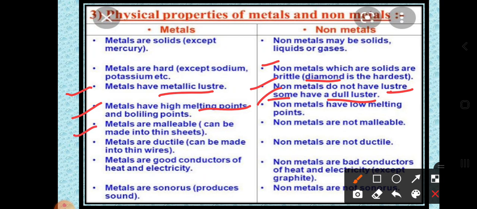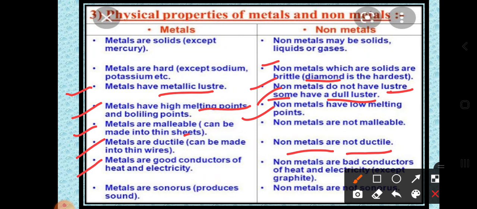Next, metals are malleable, but non-metals are not malleable. Malleable means they can be converted into a thin sheet. For metals it is possible, for non-metals it is not possible. Next, metals are ductile in nature, so non-metals are not ductile in nature. Ductile means they can be drawn into thin wires.